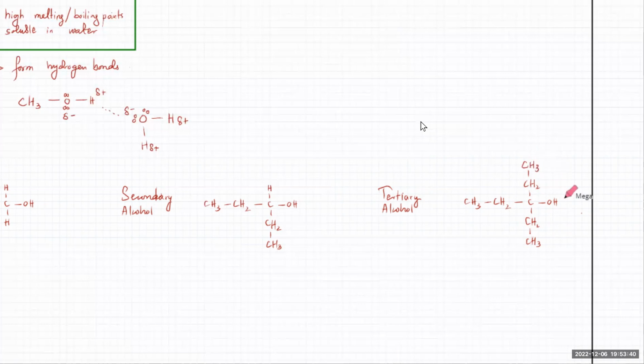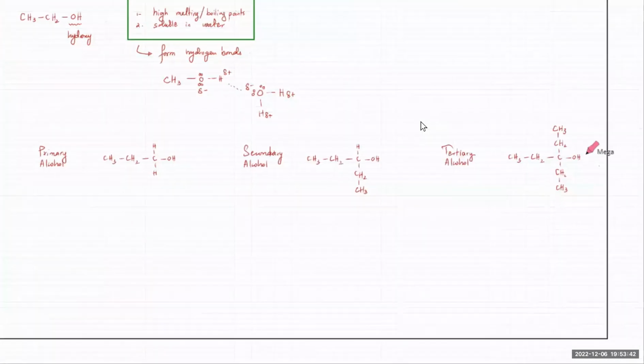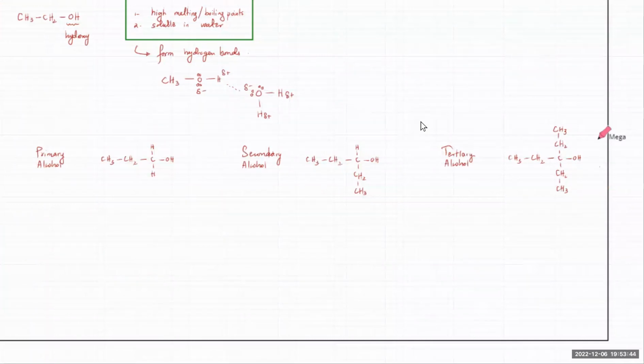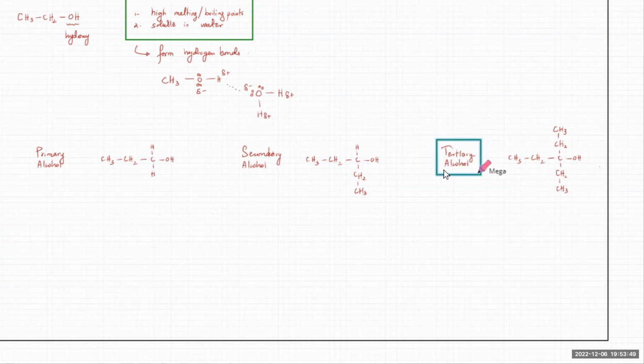ठीक है, so you've got primary, secondary, and tertiary alcohols. ठीक है. अच्छा, primary, secondary, and tertiary alcohols. ये clear है? Primary, secondary, tertiary alcohols. जी सर. Yes.